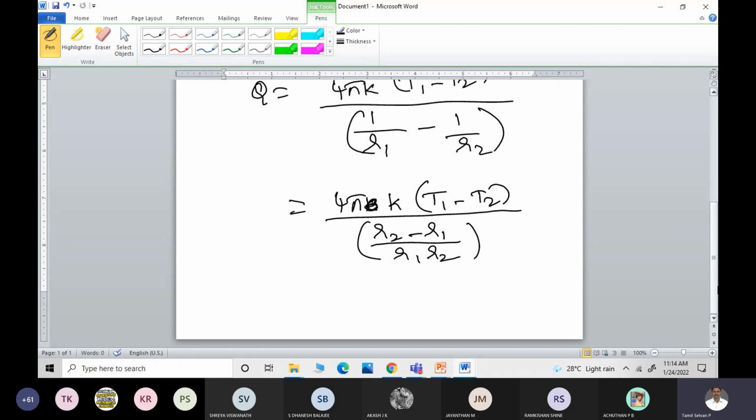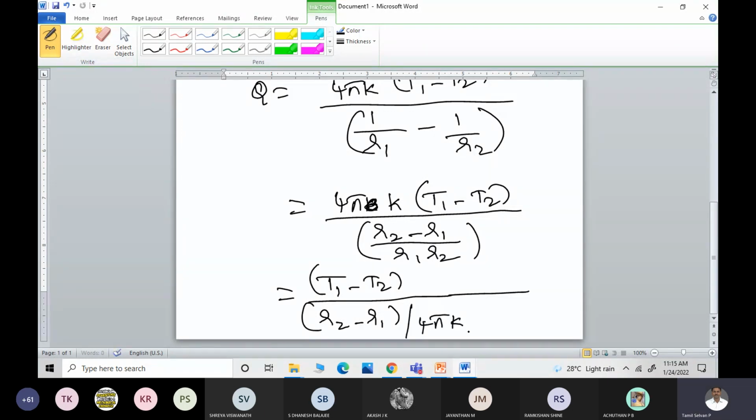So the final expression becomes q equal to del t, t1 minus t2, divided by r2 minus r1 divided by 4 pi k. This 4 pi k comes to the bottom, r1 r2. Is it fine, students? Is it fine? Fine, sir. Yes, sir.